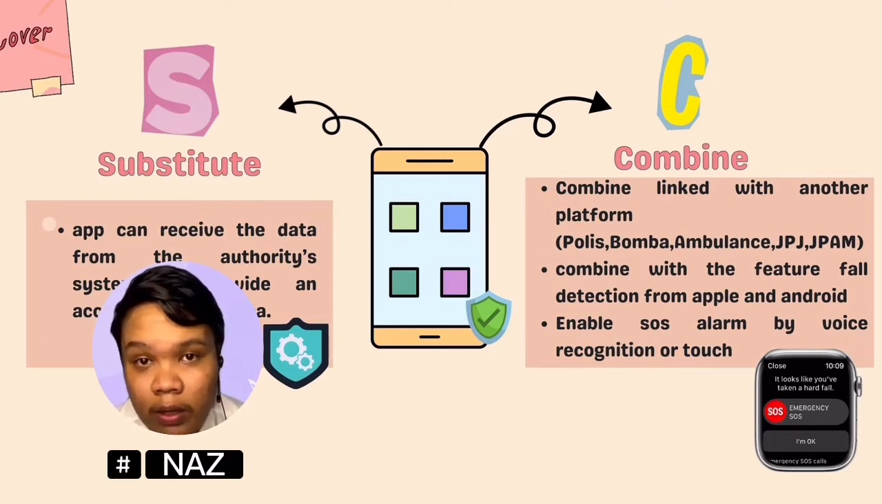Next is combine. What can we combine or bring together? We can combine a direct link to the authority. Example, police, fire department, ambulance, JPJ, and others. And then, for Apple and Android users, the app can combine with the feature of fall detection system that already exists on their smartwatch. This will make help arrive faster.